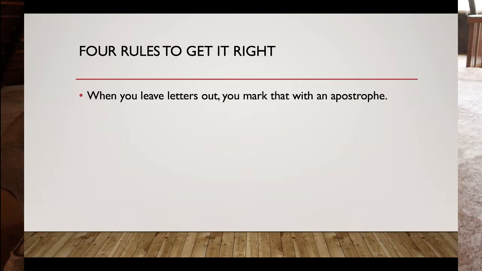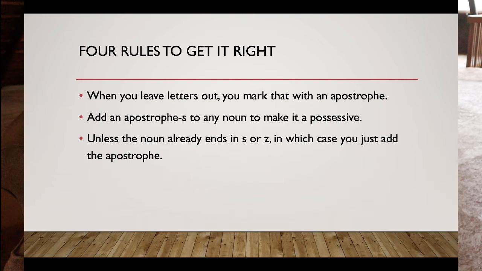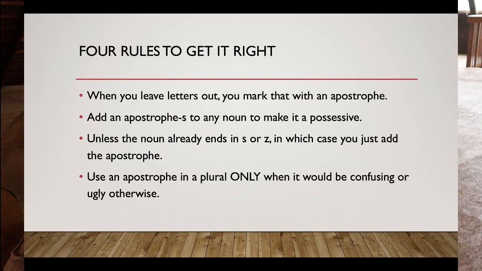So, what's the takeaway from all this? We have 4 not too hard rules. When you leave letters out, you mark that with an apostrophe. Add an apostrophe-s to any noun to make it a possessive, unless the noun already ends in s or z, in which case you just add the apostrophe. 4. Use an apostrophe in a plural only when it would be confusing or ugly otherwise.